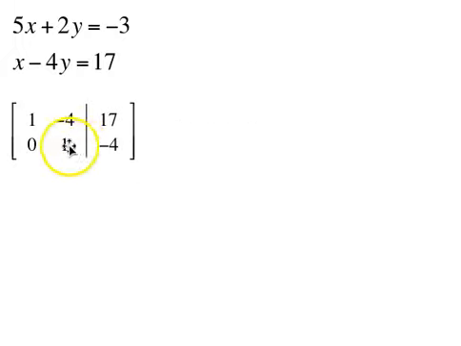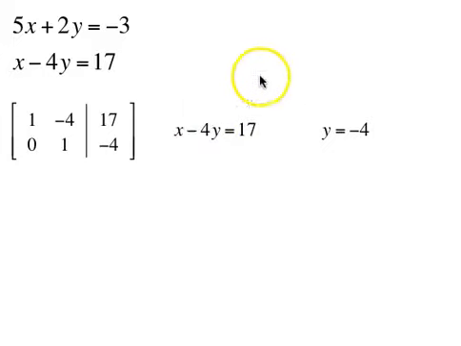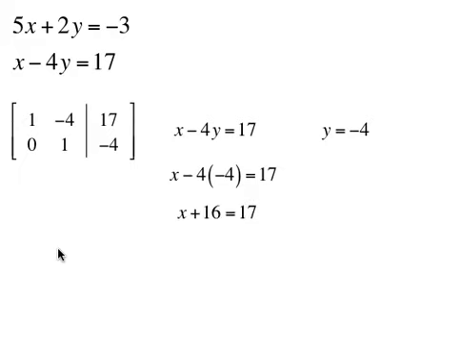Now you could use this 1 to turn that negative 4 into a 0. But again, if you're solving 3 by 3 or 4 by 4 systems, that is not really an efficient algorithm. So I prefer the back substitution method. Each one of these is an equation. First equation is x minus 4y is 17. Second equation is y equals negative 4. So we're going to plug that y equals negative 4 into the first equation. So x minus 4 times negative 4 is 17. Negative 4 times negative 4 is positive 16. So we get x plus 16 is 17, and x is 1.